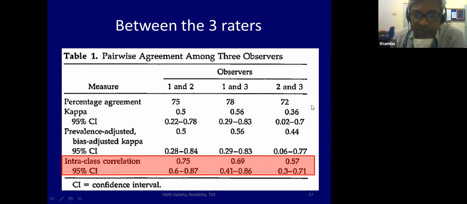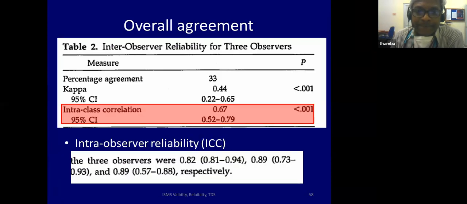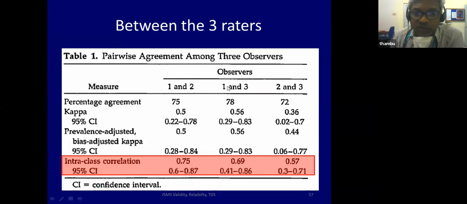Nothing prevents you from also giving kappa. The kappa value is shown on top, and the prevalence-adjusted, bias-adjusted kappa was also presented. Those are the other values presented here. So this is the way that confidence intervals and the ICC are presented. Remember, this is the inter-observer variability, between 1 and 2, 1 and 3, and 2 and 3.